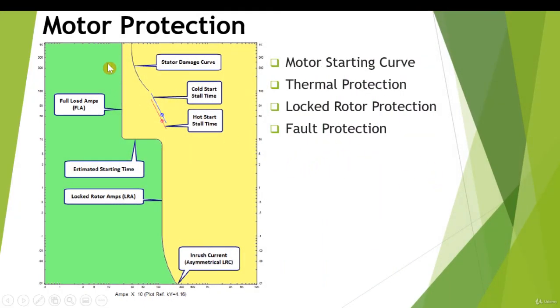Now here we will understand how to apply the motor protection. As we have discussed earlier, we need to find out the fixed points such as the motor starting curve of an induction motor, as well as the damage points such as cold start and hot start stall time of an induction motor. Once you get these points, you can plot the relay characteristics which will protect the motor against the fault.